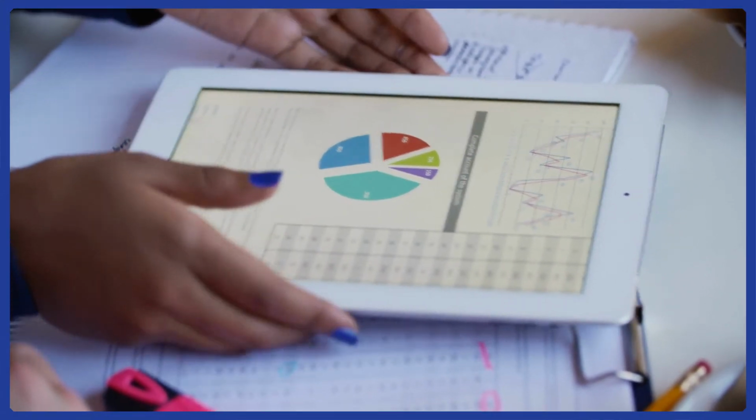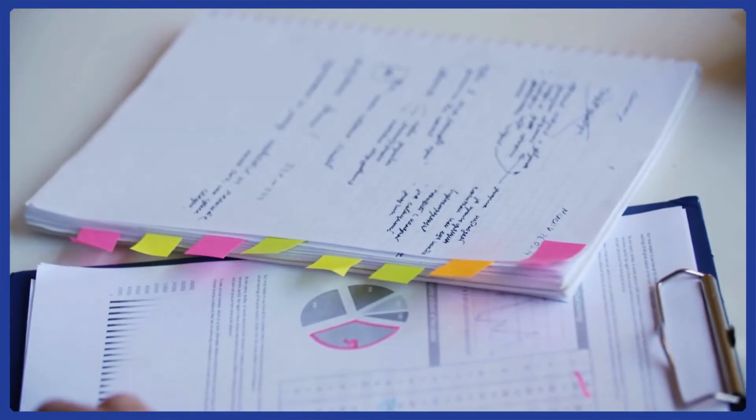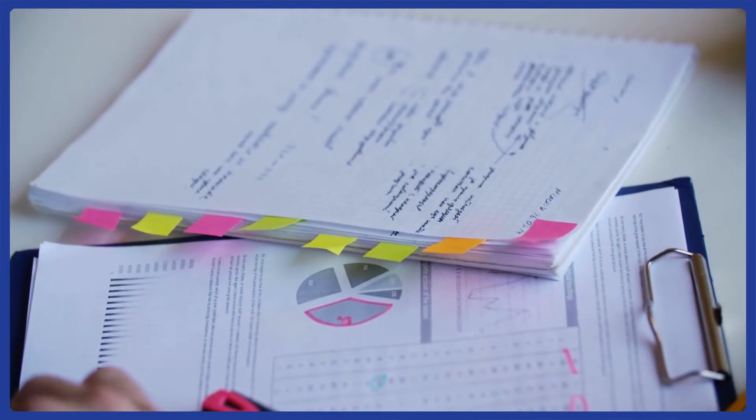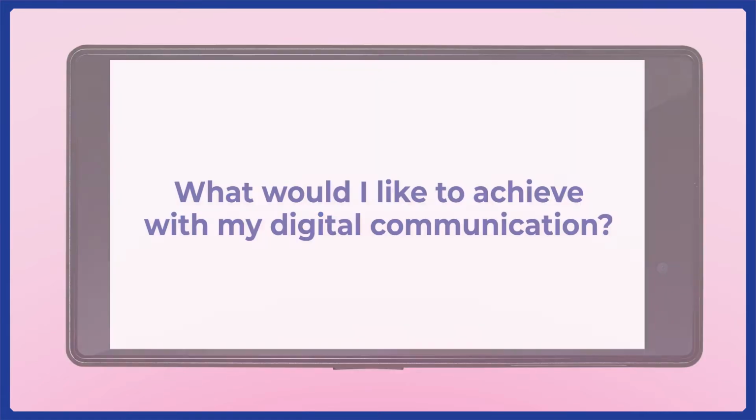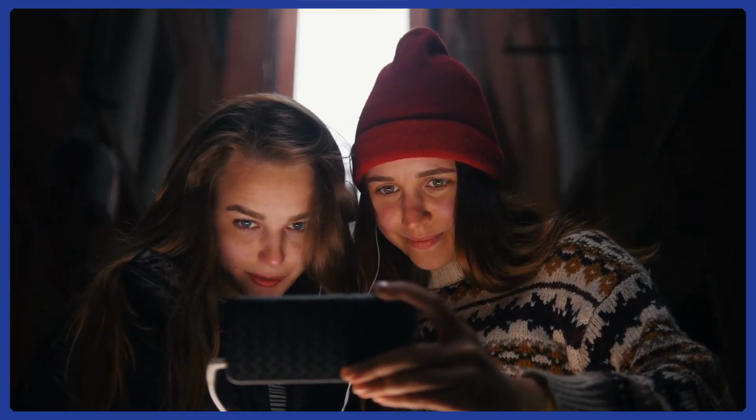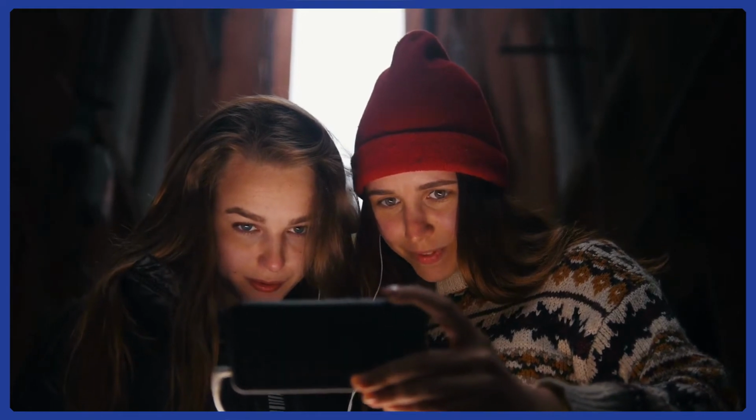Identifying your digital objectives at the very start of your campaign or activity is the key to success. Ask yourself, what would I like to achieve with my digital communication? You can choose among 3 digital objectives. Awareness. Awareness is your core objective when your aim is to reach your target audience and make them aware of your message. Ideally, you'd like them to see, absorb, and remember your content.